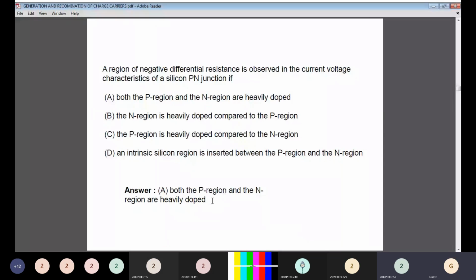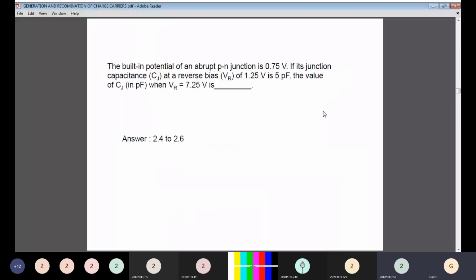If both P and N regions are heavily doped, with heavy impurities added, what happens? The potential barrier region width will be thin. So, a negative differential resistance will be observed in the current-voltage characteristics of a silicon PN junction if both the P and N-type materials are heavily doped.